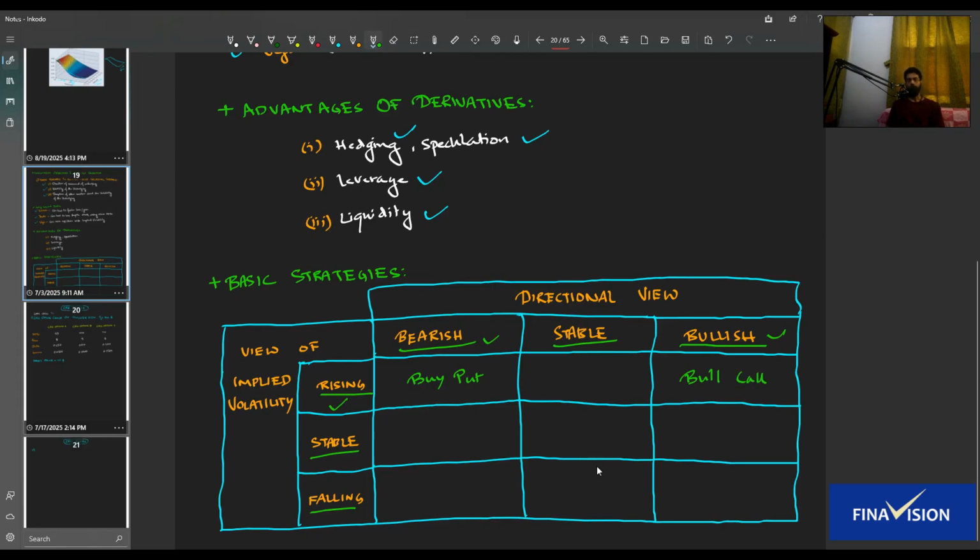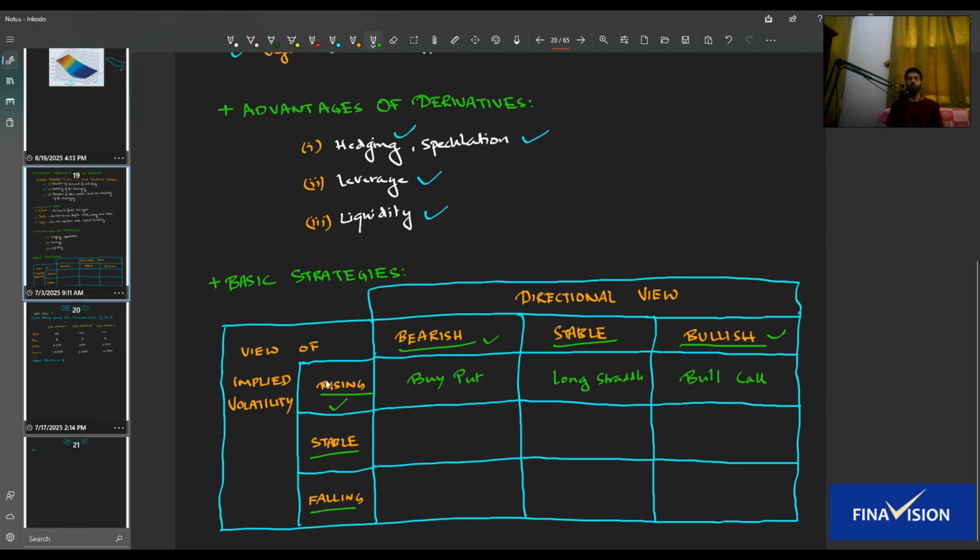Now let's say a trader does not have an opinion on the direction, but the trader thinks that the volatility is going to rise. That is, either the price will go up drastically or down drastically. In that case, one can enter into a long straddle. Long straddle means buy both the put and the call. So here one thing is very clear: when the volatility is rising, one buys options. Which means when the volatility is falling, one sells the options.